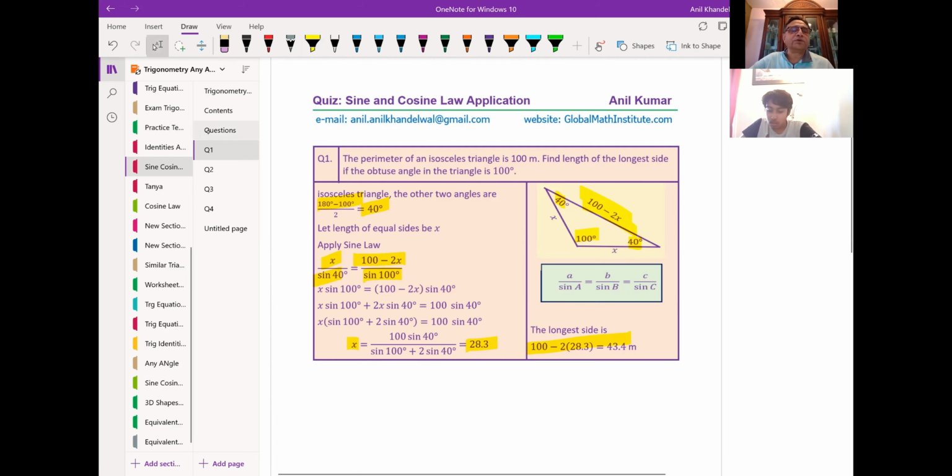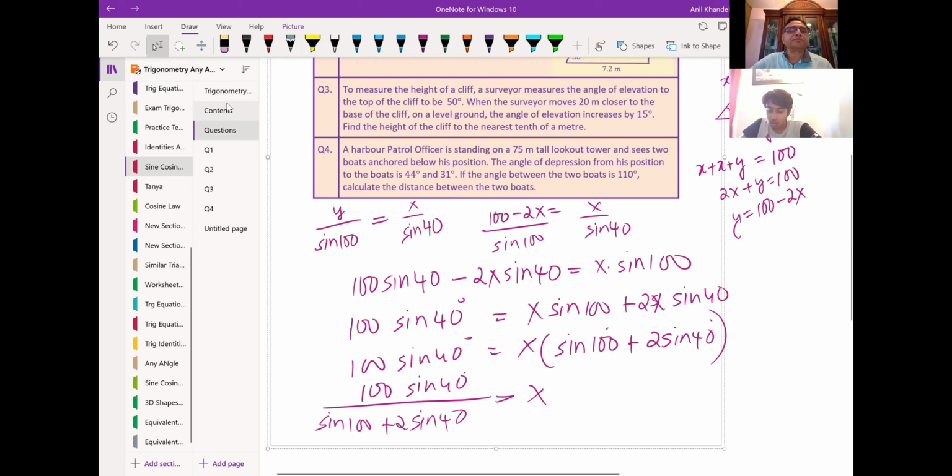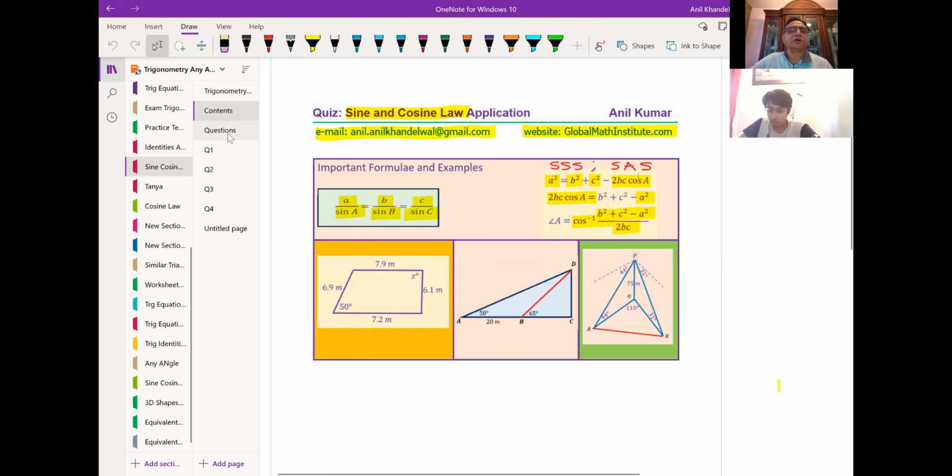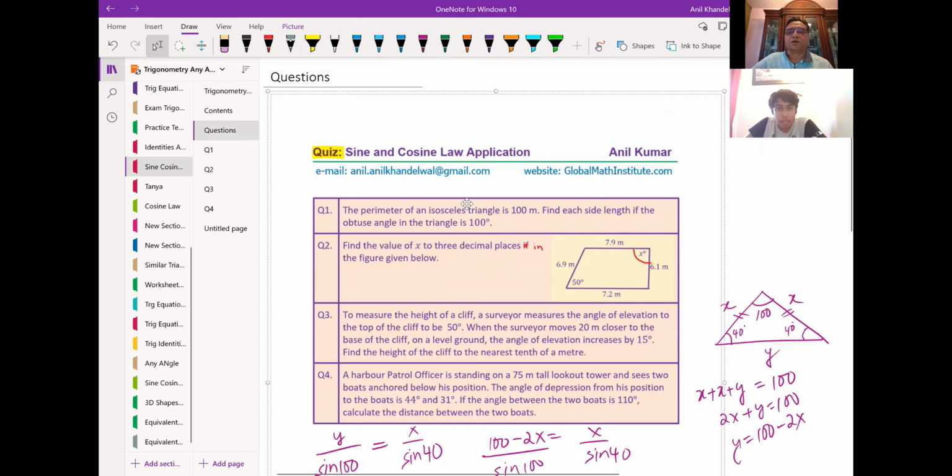Now, I would like you to do question number 2. Oh, this was it, right? Question number 2. Can you please read the question, try it out? Find the value of x to 3 decimal places in the figure given below. Correct. So now it is a quadrilateral. So it is not just solving a triangle, correct? Any shape. Because what you can do? You can make 2 triangles, why not? And then you can just solve for x, right, sir?